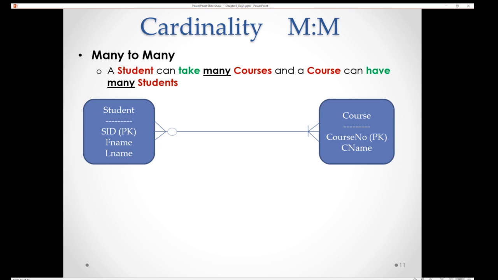The last general cardinality type is that of many-to-many. Here we have an example of a student can take many courses and a course can have many students. What's the minimum and maximum cardinality on each side? From the student perspective, if a student's in the system, they have to have a course, and they can have a maximum of many courses. If a course is in the system, it doesn't necessarily have to be related to students, but it can have a maximum of many students.